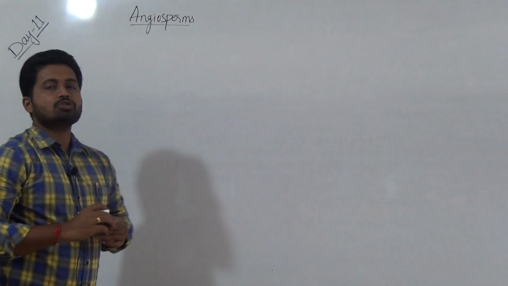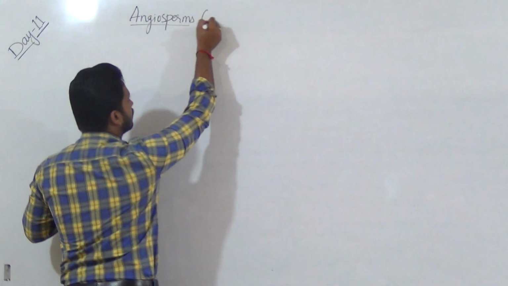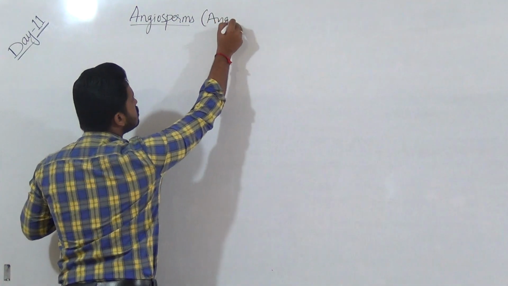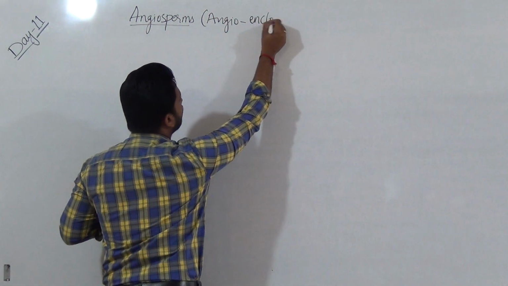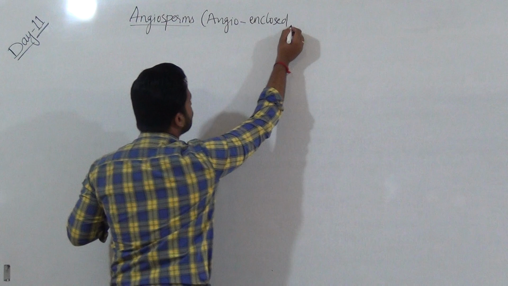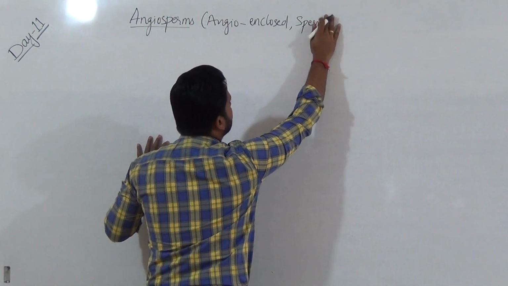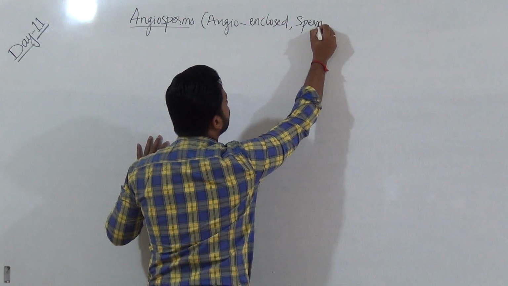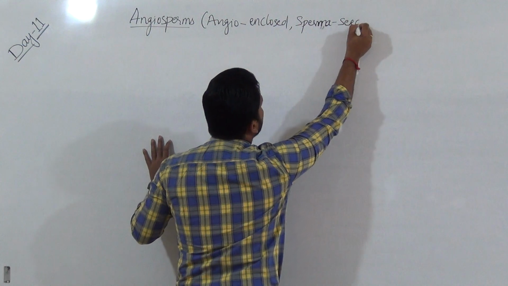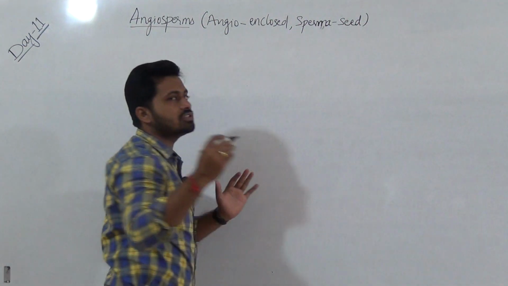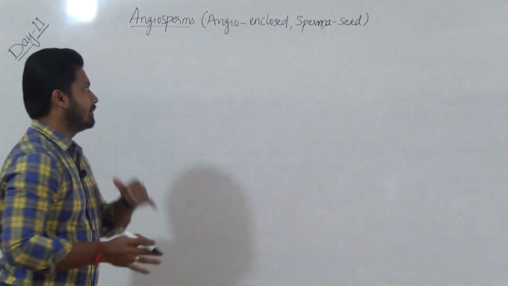Like in gymnosperms, gymno means open or naked, here angio means enclosed. Angio, nothing but closed or enclosed. Sperma means, you know already, seeds. Closed seeds. What is the main difference? There, the seeds are open after fertilization. Here they are closed seeds, because the seeds are found in the fruit, covered with the fruit.